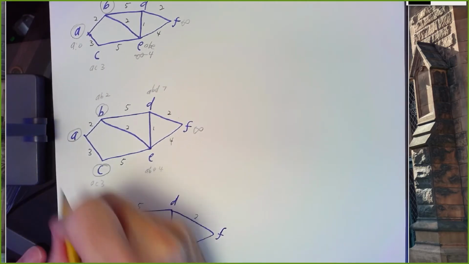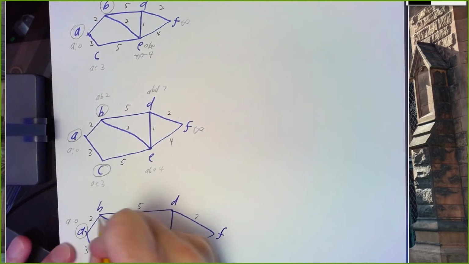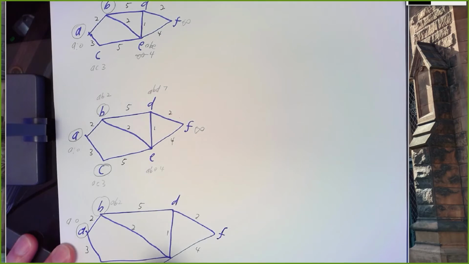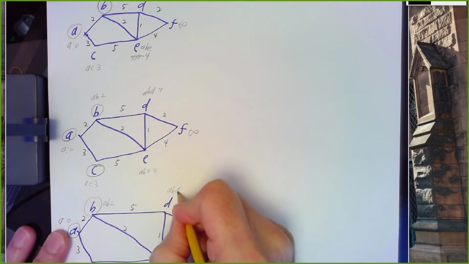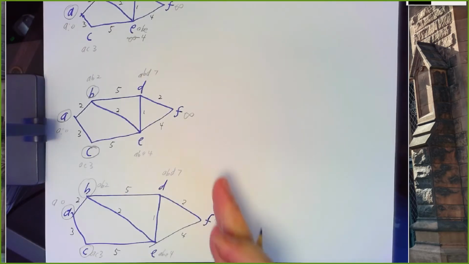All right, so this was visited, this was A0. B is visited, that's AB2. C is visited, that's AC3. D is AB, D7. E is AB, E4, and F is still infinity. All right, so which node do I visit next?